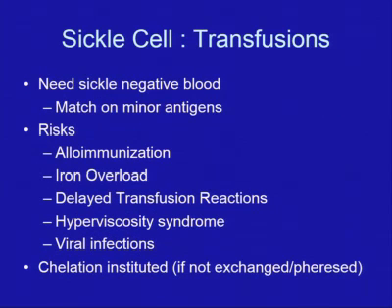So when we transfuse these patients, they need sickle negative blood, ideally, because you don't want to put more sickle cell back into them. It's also very easy for patients to get antibodies against minor red blood cell group antigens. So we try to do extended matching on the blood cell products. And when you do transfuse patients, they often end up with iron overload. So then we're looking at chelating to try to get the iron down and not cause a long-term hemochromatosis.